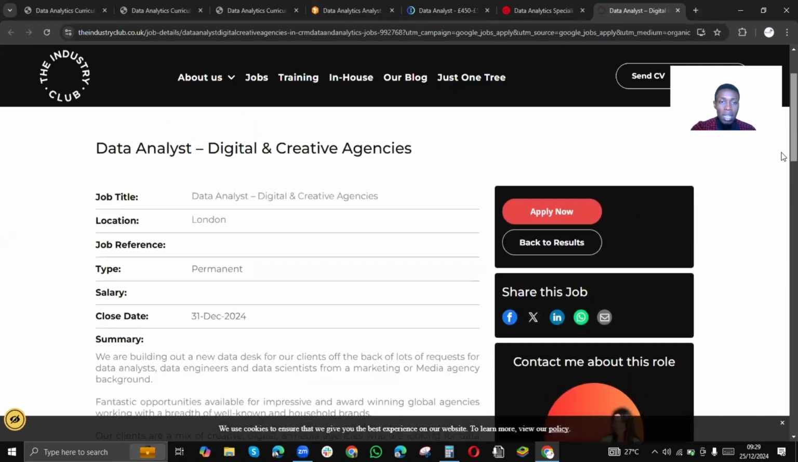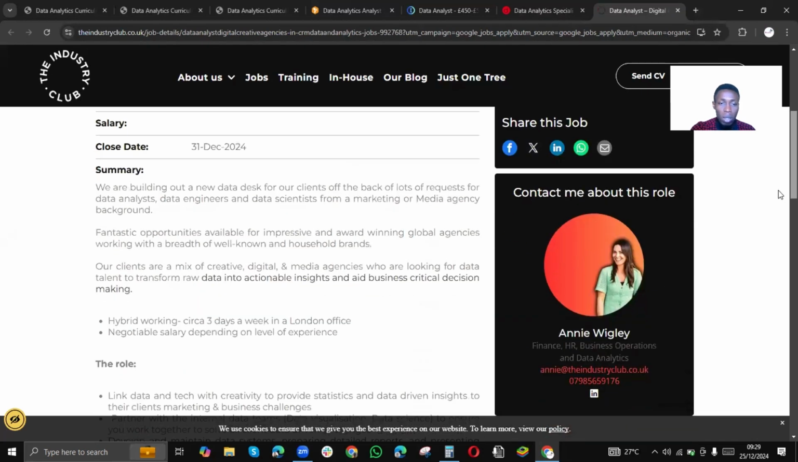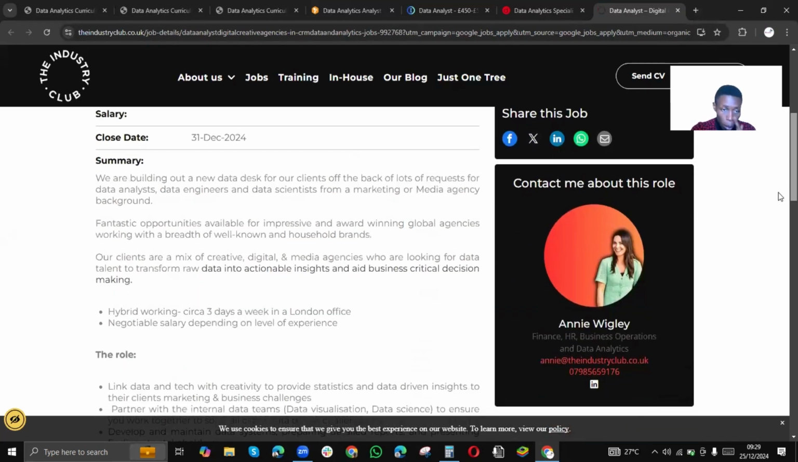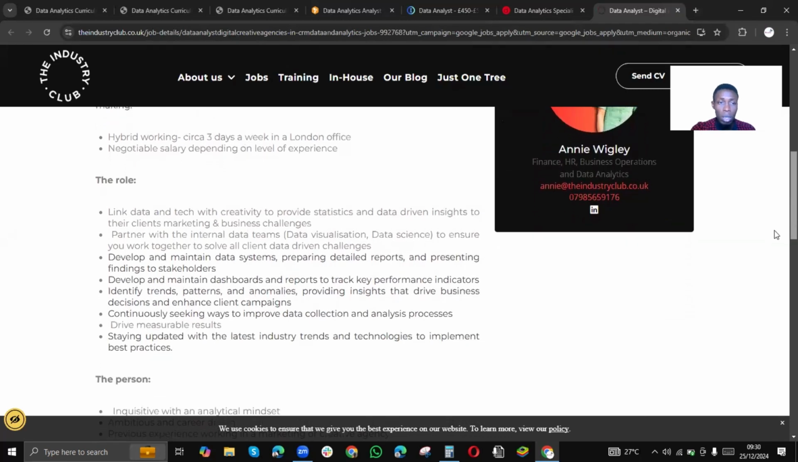So let's take a look at another one. This is a data analyst job in London, precisely. What are they looking for? It's also a hybrid job, so you work from home and at the same time visit the office three days a week. You can see what it is. Then what do you do? You link data and tech with creativity to provide statistics and data-driven insights. That's the essence of a data analyst.